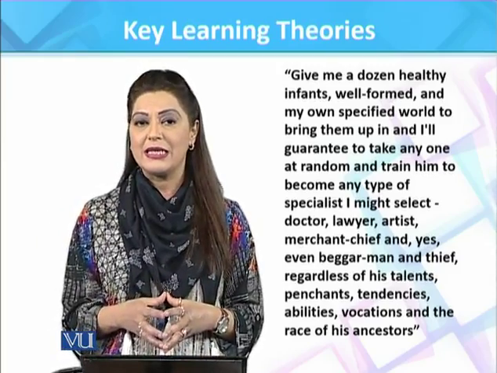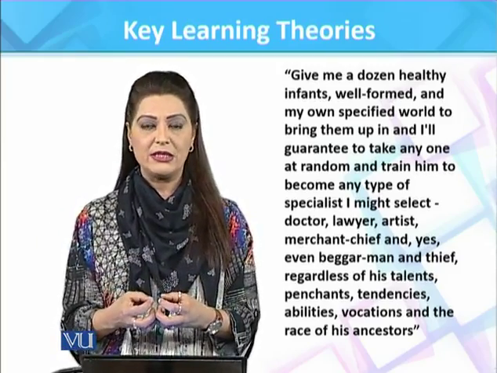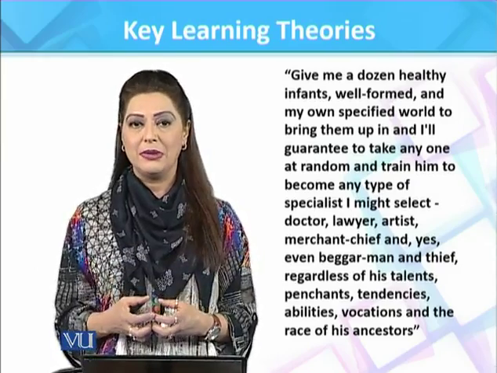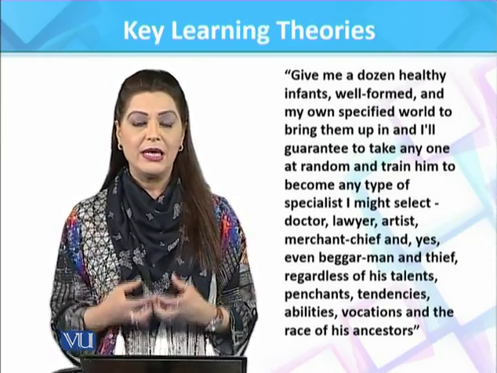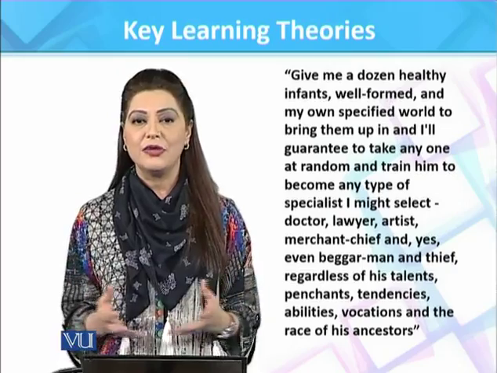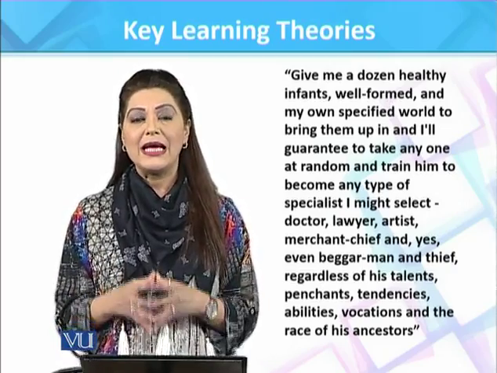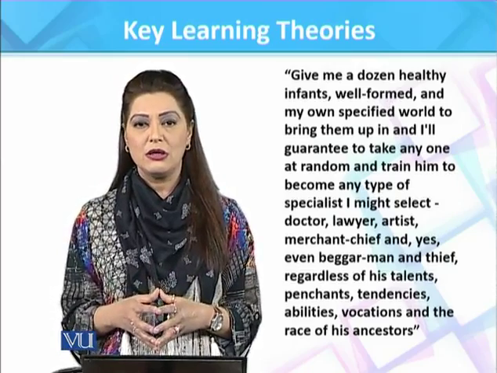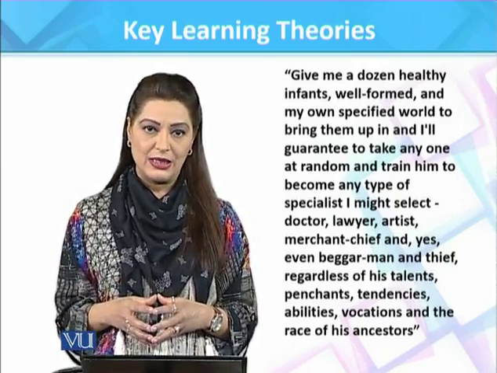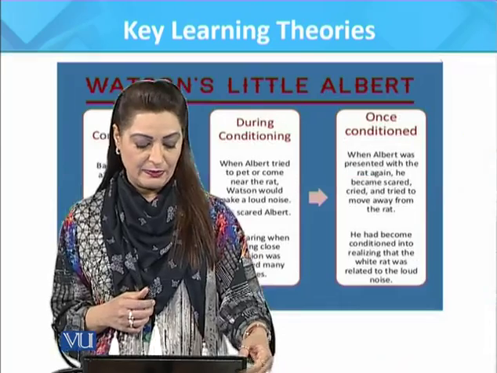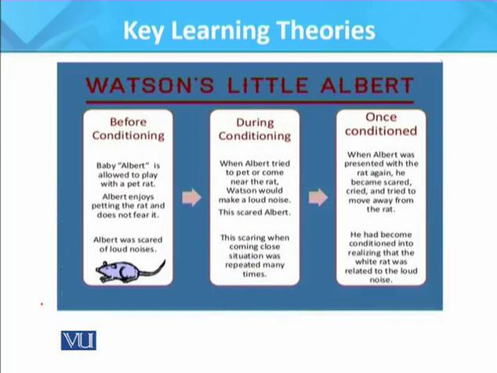So what he's saying is that you provide me with infants and I will condition them, train them to behave in a manner that I want them to, regardless of their abilities, race, vocations, tendencies, everything. And he conducted an experiment on a 9-month-old child. So let's see what he did with him. Alright, so let's see Watson's Little Albert experiment.